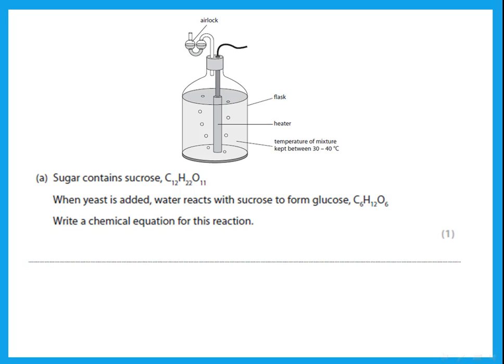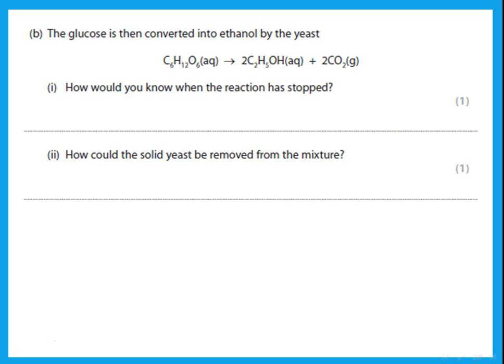Now he tells you sugar contains sucrose. When yeast is added, water reacts with sucrose to form glucose. Write a chemical equation for this reaction. So he says I have the sucrose, which he gives me the formula of, plus water to form glucose, and that's it. And then you balance. You will need to put a 2 in front of the glucose in order to have it balanced. Okay? The glucose is then converted into ethanol by this reaction. So this is the reaction that gives the ethanol, which we call wine, and carbon dioxide gas.